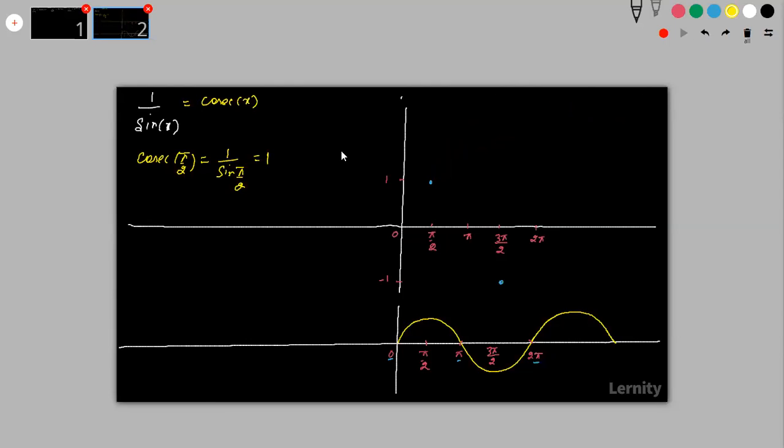Fine. Next question is, suppose you have 3 pi by 2. For 3 pi by 2, cosec 3 pi by 2 is equal to 1 by sine 3 pi by 2. What is the value of sine 3 pi by 2? It is -1. So this is 1 by -1, so this will also become equal to -1.